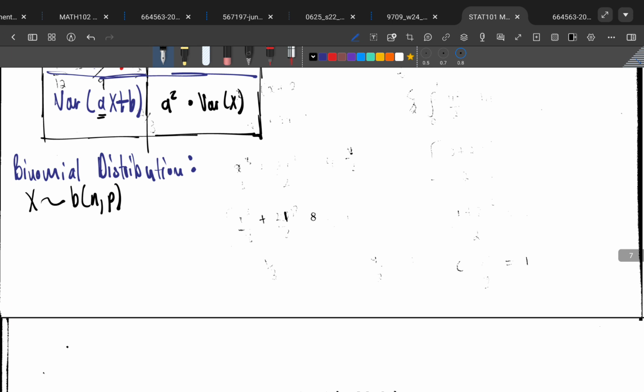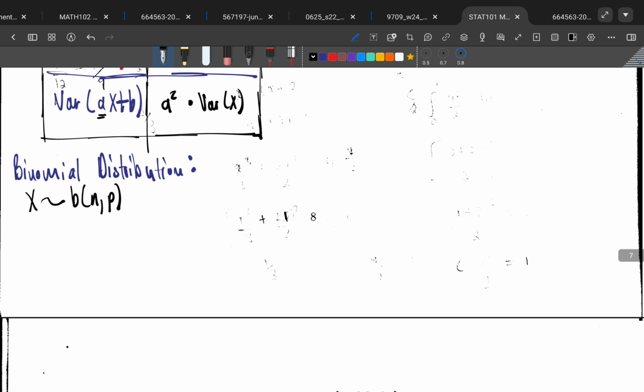Once they've given you the probability, they will now ask for something about it. If they give you the probability of an event, they can then ask about the mean and whatever else. And that is just going to be a binomial distribution question.